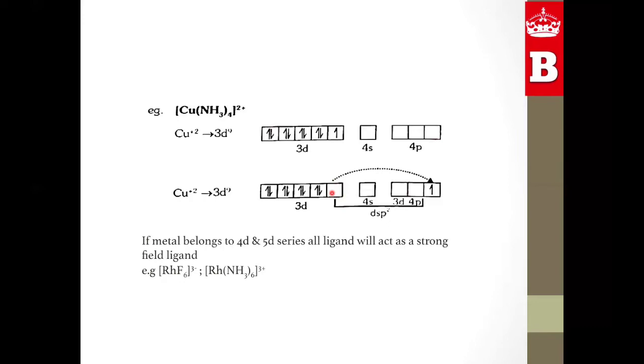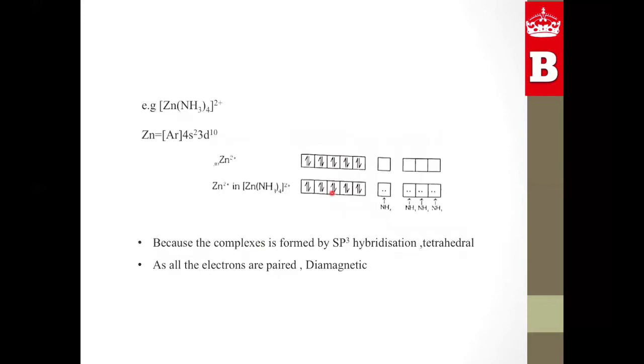As I mentioned earlier, if the 4d and 5d series are there, all ligands will behave as strong field ligands. That's all. I will discuss one more example where zinc is considered with NH3. Hope you have already gone through all of it, and it will be beneficial if you work it out on your own. NH3 is strong, so definitely it will be paired up and sp3 hybridized. sp3 hybridized means tetrahedral, no unpaired electrons, so diamagnetic.